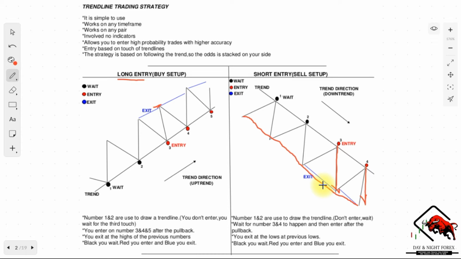But basically, this is what you have to do. On the black dots, you wait, red you enter, and then blue you exit. So that's basically what is happening here. Very simple but very powerful strategy.